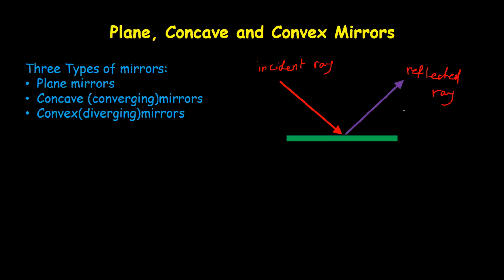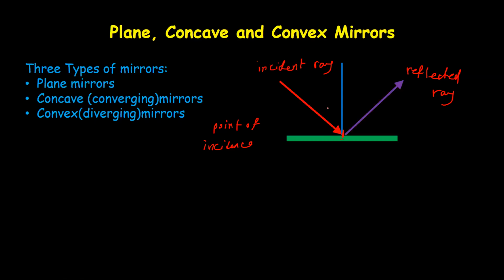The part where the incident ray hits the mirror, we name it the point of incidence. Point of incidence. Okay. And if we draw a line perpendicular to the mirror at the point of incidence, this line is called normal. We show it with a blue line.